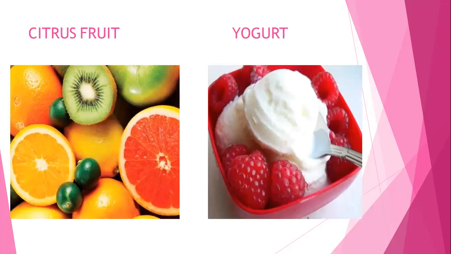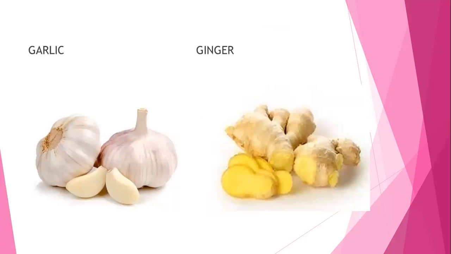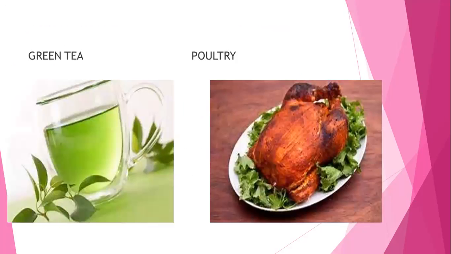Foods that boost immunity include citrus fruit, yogurts, garlic, ginger, green teas, and poultry. We can have any of these. I think that is all regarding the WBC. I hope you have understood every point in this topic. Okay, thank you very much.